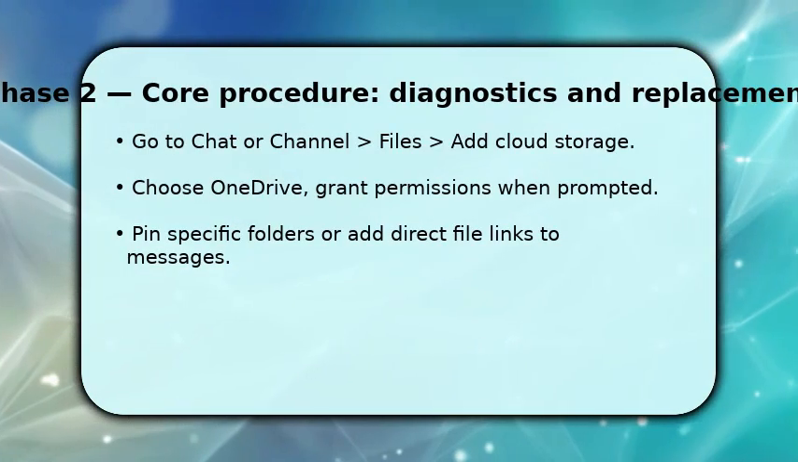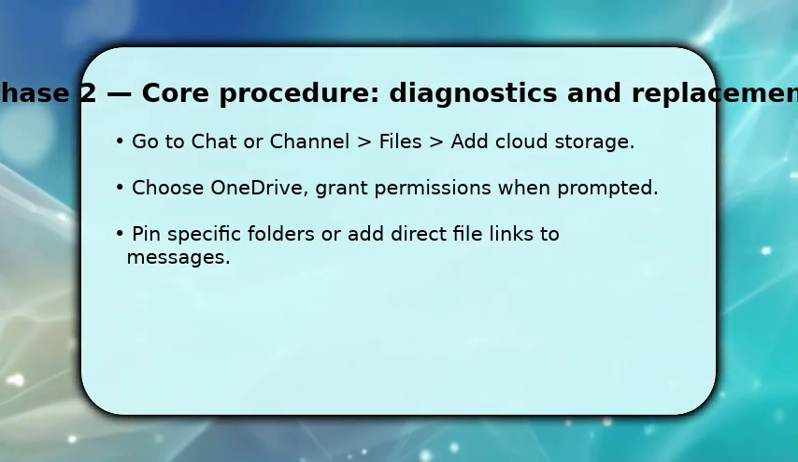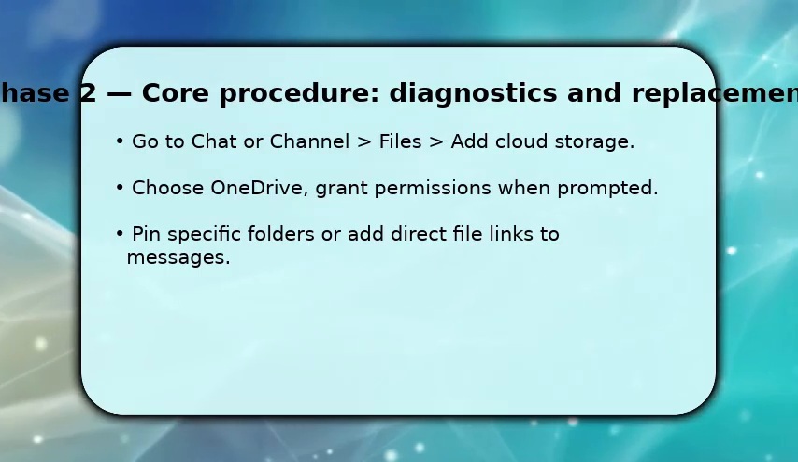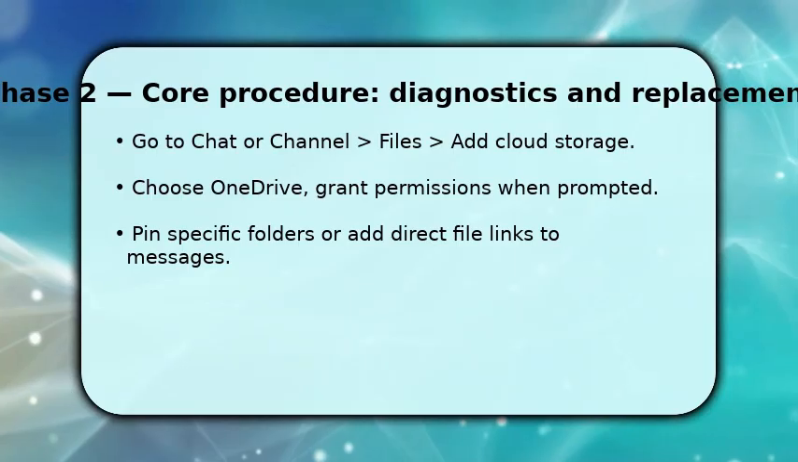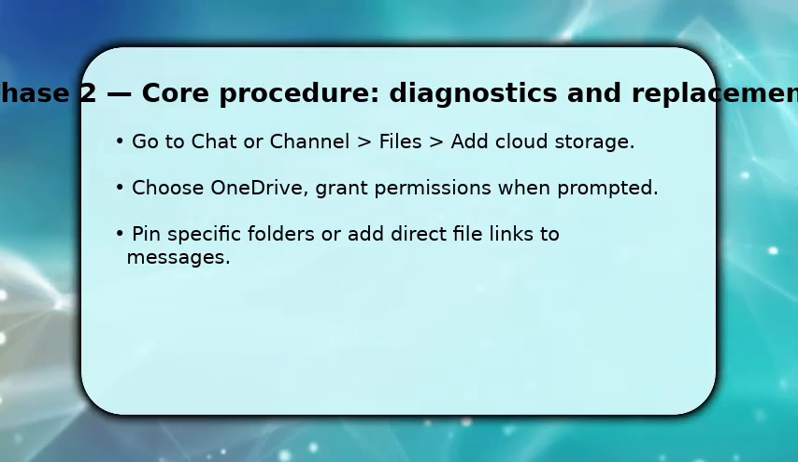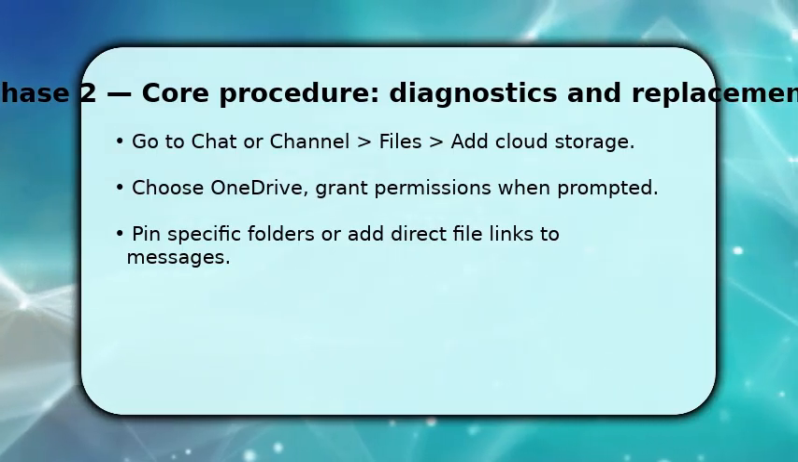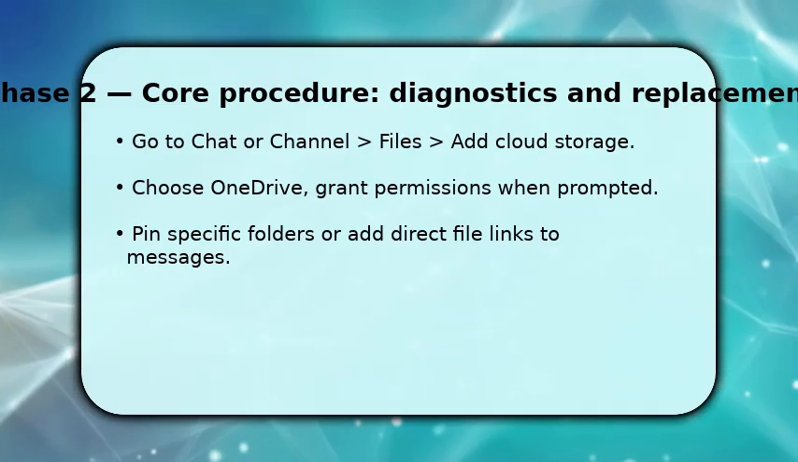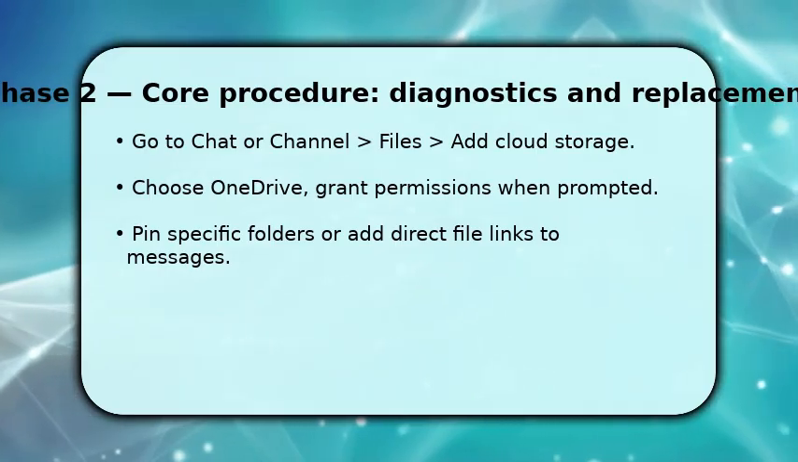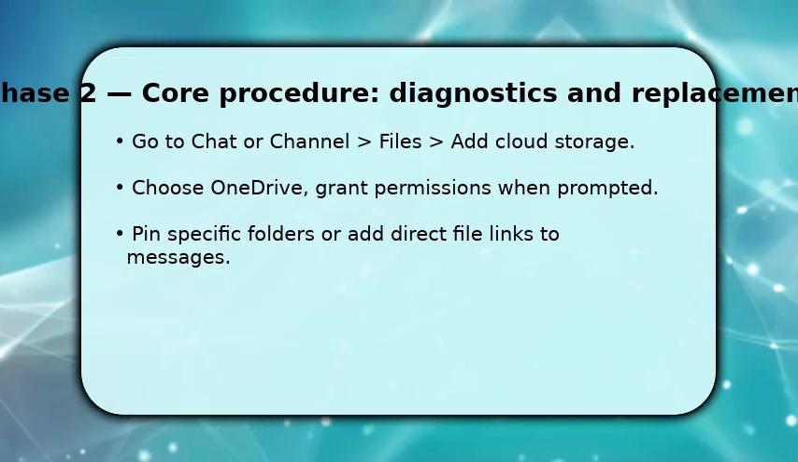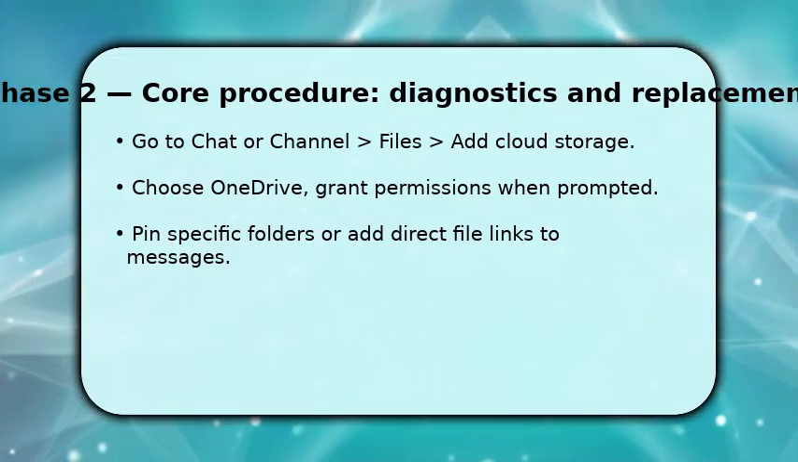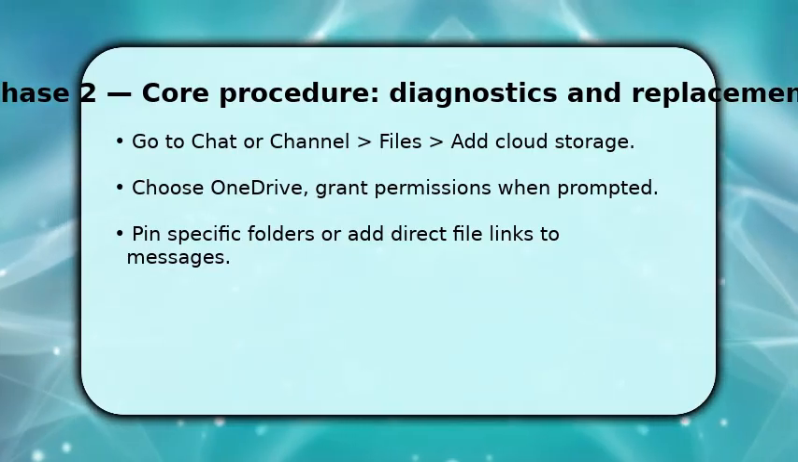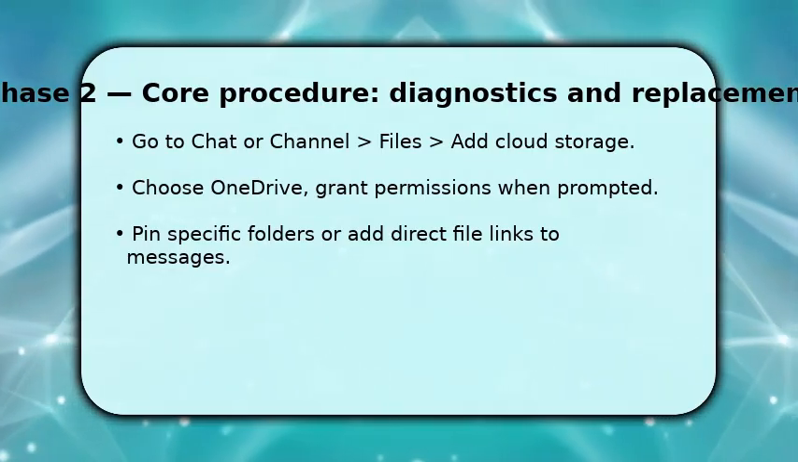Now you link OneDrive. In a chat or channel, open Files, then choose Add Cloud Storage and pick OneDrive. You'll be prompted to grant Teams permission to access your OneDrive. Approve it so Teams can list and share files. Once authorized, browse to the folder you want, then either pin it to the tab or add specific file links to messages. This approach keeps personal work files separate from channel SharePoint content while making collaboration quick and discoverable.